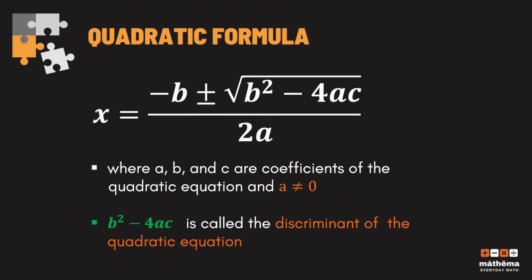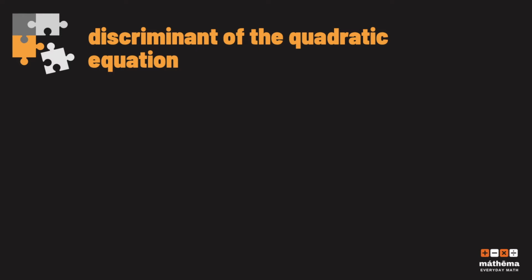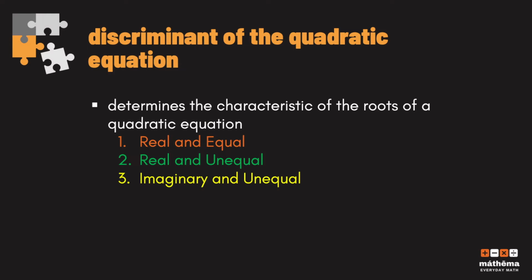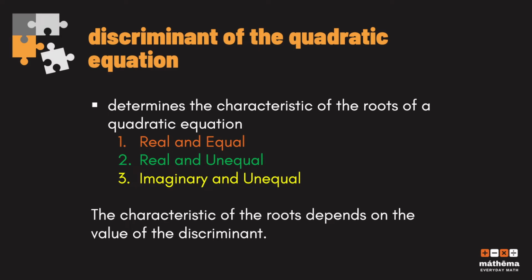Now you might be asking, what is a discriminant? When we are talking about the discriminant of a quadratic equation, it will determine the characteristic of the roots of a quadratic equation. Meaning to say, by simply having the value of the discriminant, we can actually identify whether the roots of the quadratic equation are real and unequal, imaginary and unequal. So again, the characteristics of the roots will depend on the value of the discriminant.